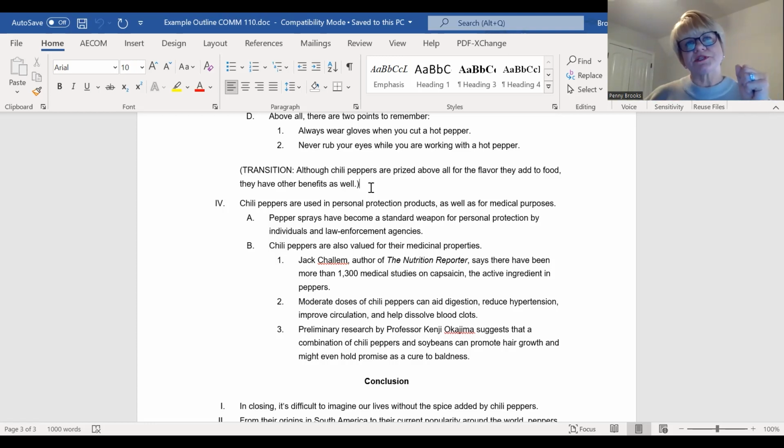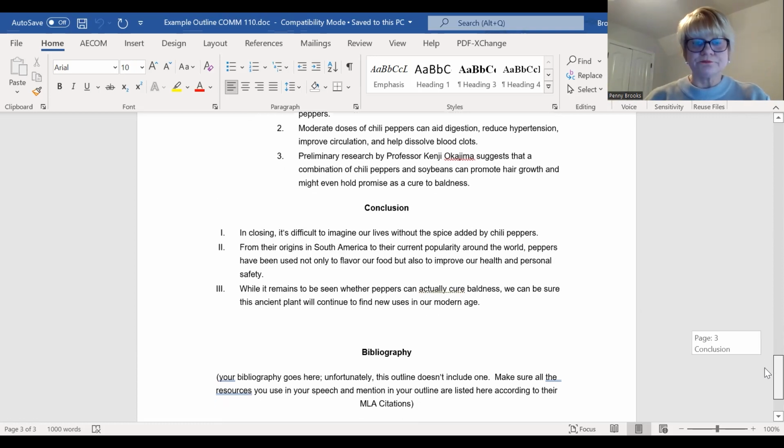You don't need a transition statement between all of your main points, but if you're going from one thing to another thing, and they're really very different from each other, you probably need to do a transition statement. So here, they're used in personal protection products. He's got an A, he's got a B statement, he's got a 1, he's got a 2 statement, he's got a 3 sub point. So then he goes to the conclusion. And once again, everyone always thinks the conclusion and the introduction are the most fun things to write about, and they are.